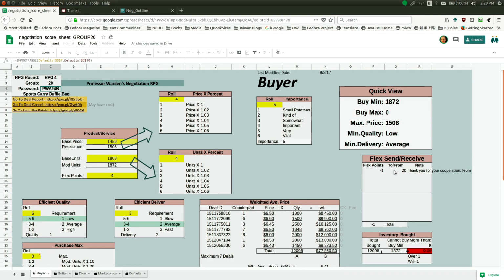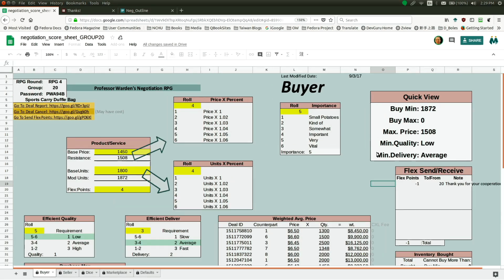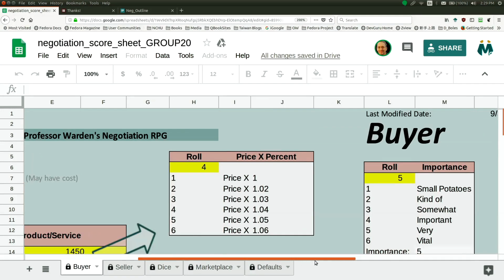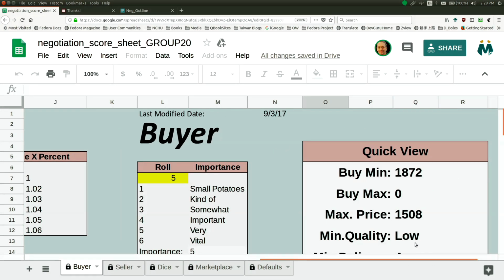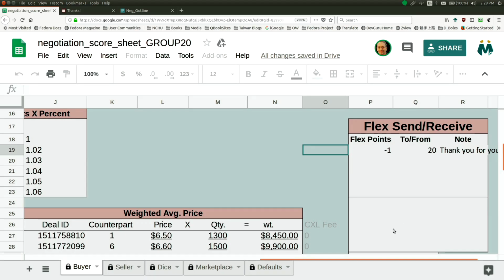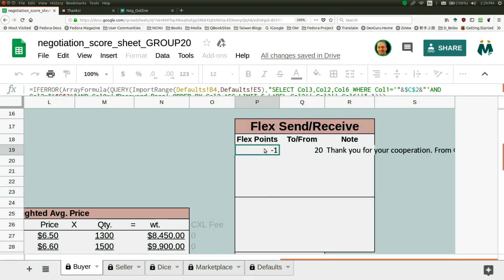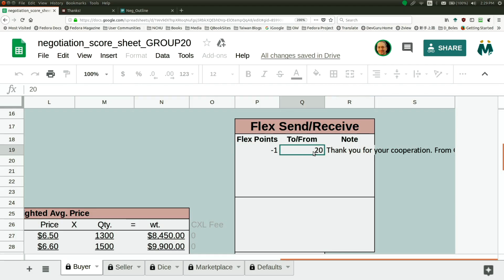you can now see that we have a little entry here on the box that says Flex, Send, and Receive. Let's zoom in there a little bit. Here it is. Flex, Send, and Receive. Flex points sent and received. So we've got 1 minus because I sent it. It's to and from, and the note is here.